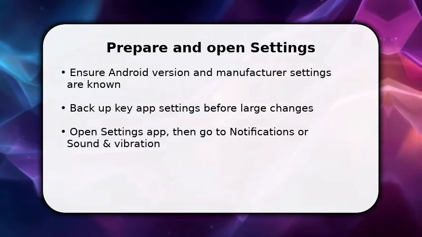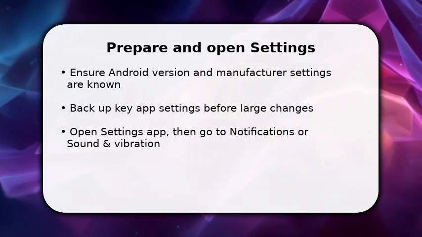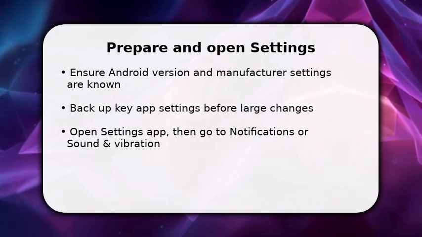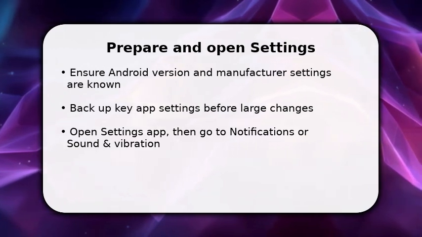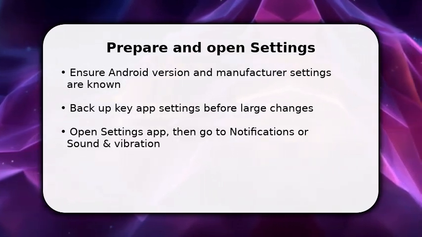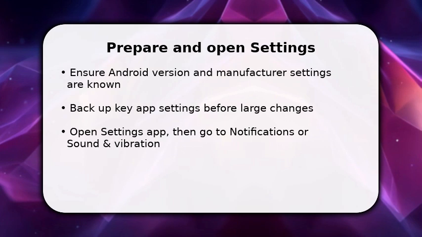Now open Settings, tap Notifications or Sound and Vibration. You do this to reach system-level controls rather than per app defaults. If you see a search bar, use it and type Notifications to jump faster. This gets you into the right area so the next steps actually change how alerts look and behave.